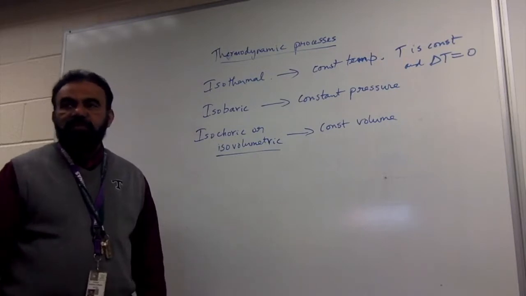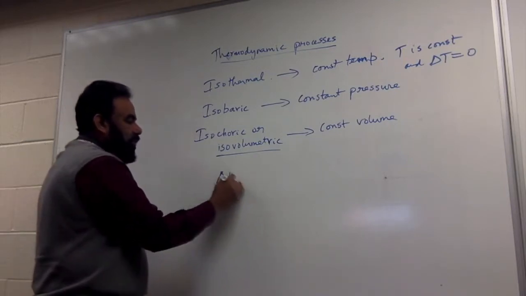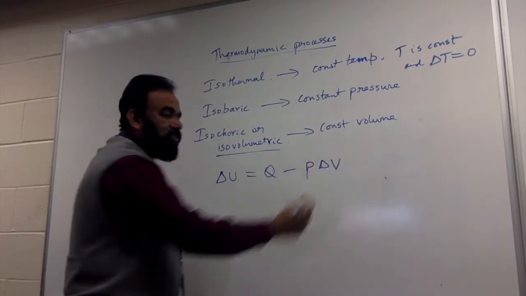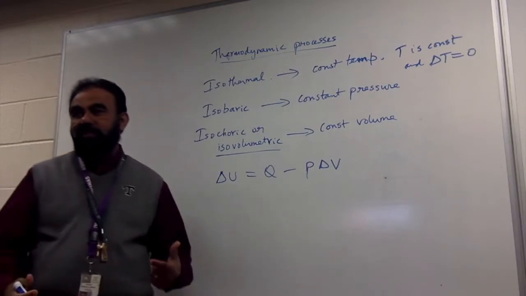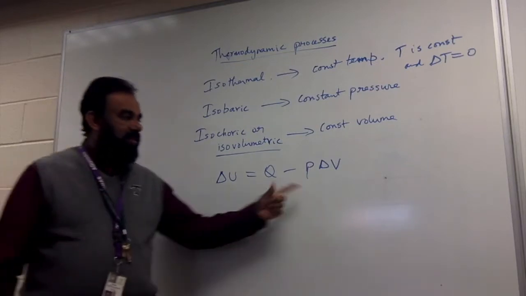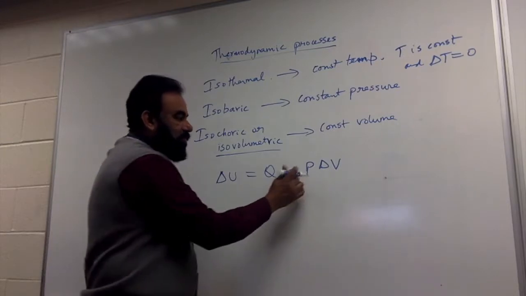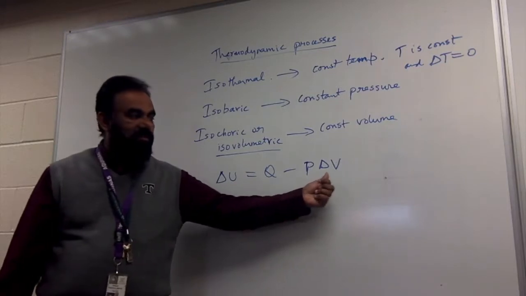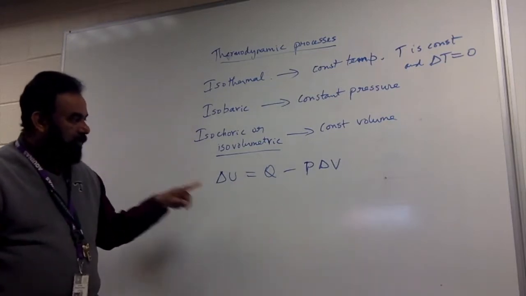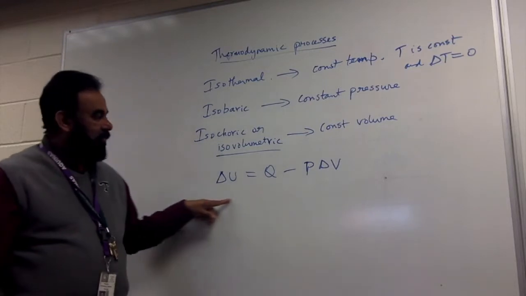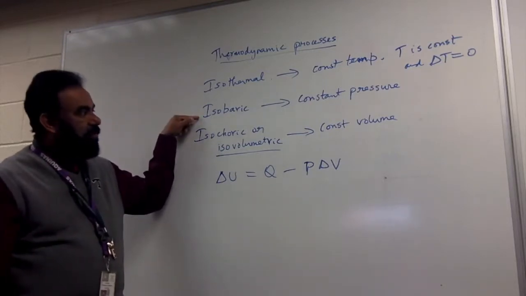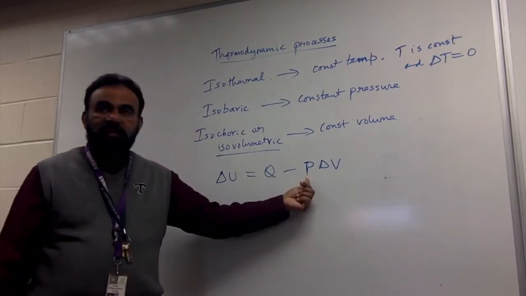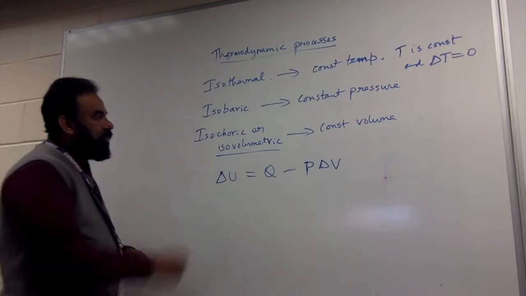Isobaric simply means constant pressure. So you can write down delta U is equal to Q minus P delta V, because that's your work done. Now we are focusing on gases. For gases, the work done is P delta V. P is the pressure, delta V is the volume. Now, if this whole thing is going to be true, then what process is that? It is an isobaric process, because delta U will exist, pressure is still there, and so on. So this will be isobaric.